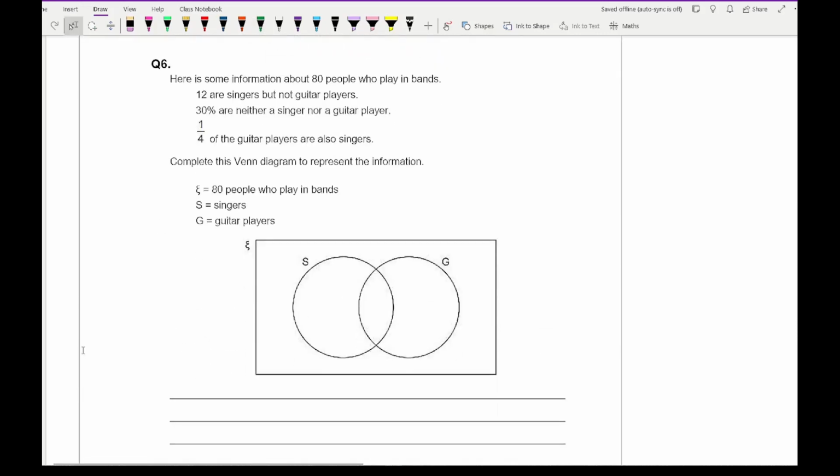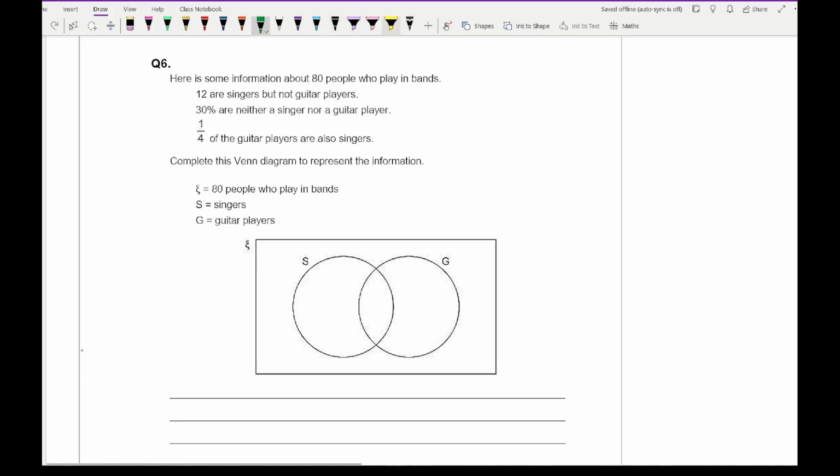Then moving on to question 6, it says here is some information about 80 people who are in bands. 12 are singers but not guitar players. 30% are neither a singer nor a guitar player. A quarter of the guitar players are also singers. Complete the Venn diagram to represent the information.